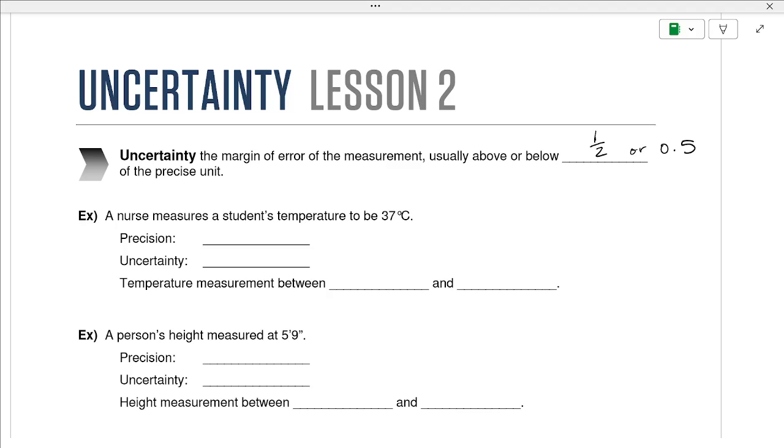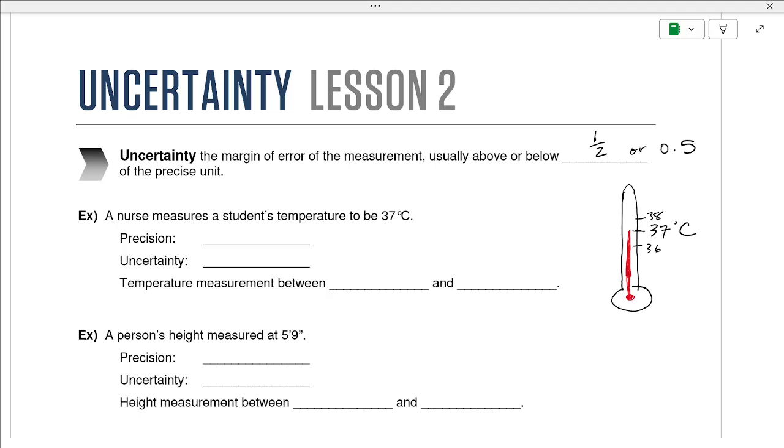So for example, a nurse measures a student's temperature at 37 degrees Celsius. Now, chances are she had herself a thermometer. This probably isn't exactly what the thermometer looked like, but you get the idea, where this is the mercury here in the thermometer, and the mercury went up to 37 degrees Celsius, right? So 38 would have been there, 36 would have been there. So that's what the measurement was.